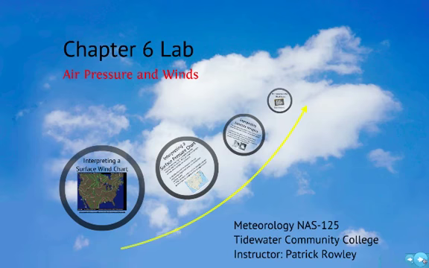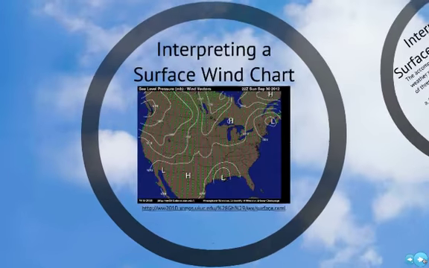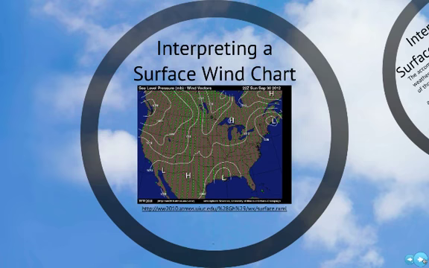Welcome to the Chapter 6 lab tutorial. The first part of the lab will involve interpreting a surface wind chart or map.